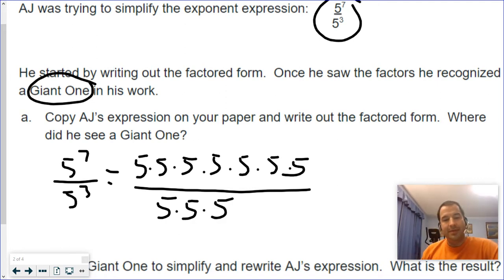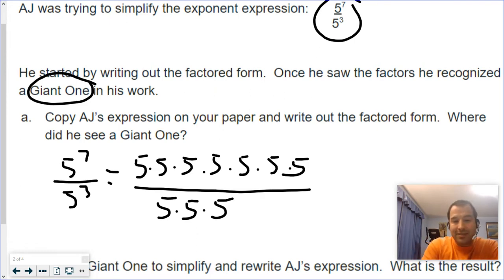There. Awesome. Now the question is, where do you see the giant one? You guys are really good at this because we did this a lot in class. So hopefully you immediately see, oh, wait a minute, anytime you got a 5 over 5, it's a giant one.